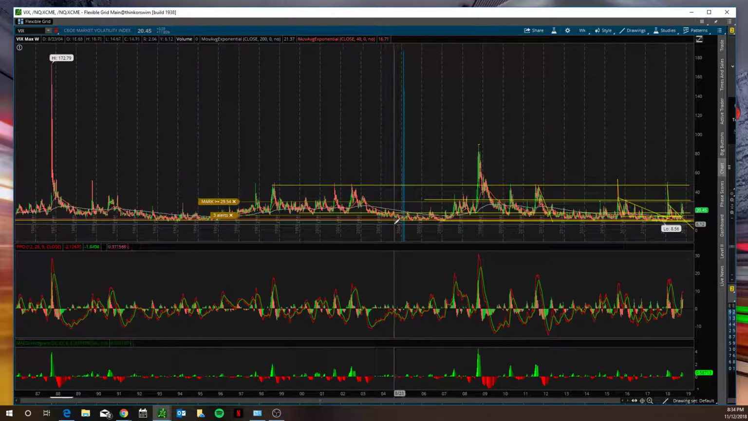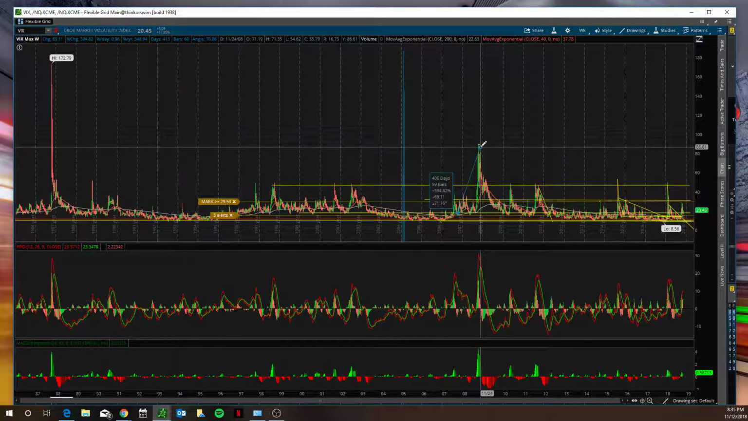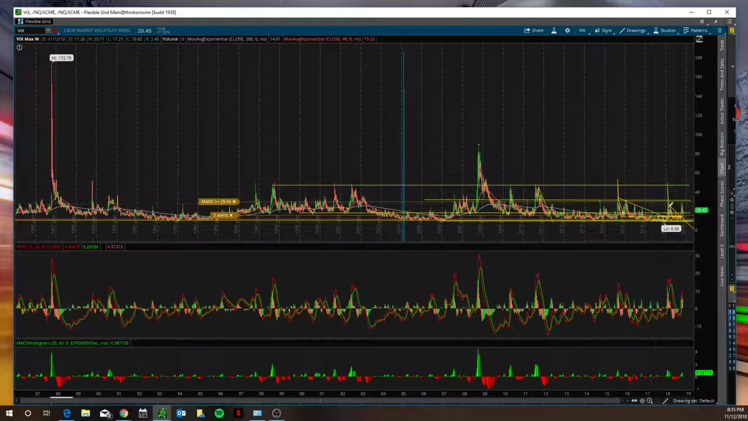But what happens whenever you start getting down here low? You get this huge spike, because basically that means the sentiment is extremely bullish and no one thinks anything bad can happen in the market, right? And then next thing you know, VIX shoots up 400%. Down here, sentiment was extremely bullish, and people just thought, oh yeah, nothing bad is going to happen, right?